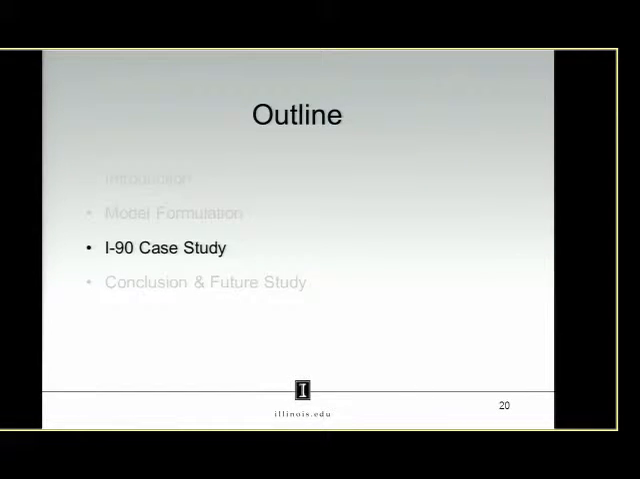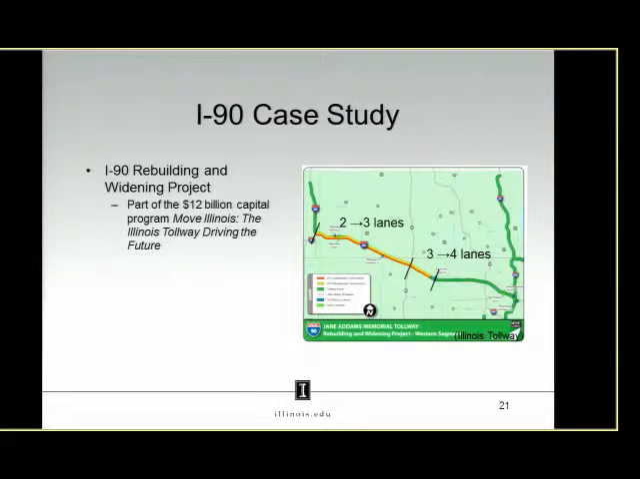To talk about the I-90 case study, this is the northwest part of Chicago, between Rockford and pretty much O'Hare. It's called the Rebuilding and Widening Project. It's part of a $12 billion capital program, Move Illinois, the Illinois Tollway Driving the Future. Some details about this project.